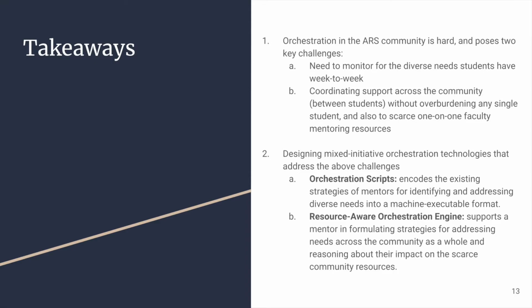In order to monitor for them, we create orchestration scripts that encode existing strategies that mentors use for identifying and addressing diverse needs into a form that can be machine executable. We can then take the issues that these orchestration scripts create by executing, and help mentors formulate strategies for addressing them using the resource-aware engine, where the engine helps to reason about the impact of executing a strategy on the community's scarce resources, and also how effective a strategy would be at actually addressing all the needs.